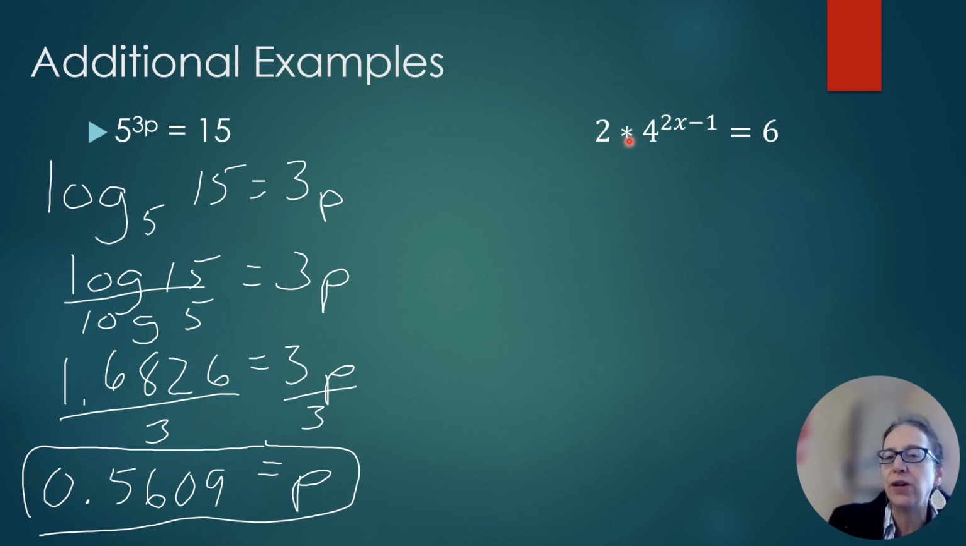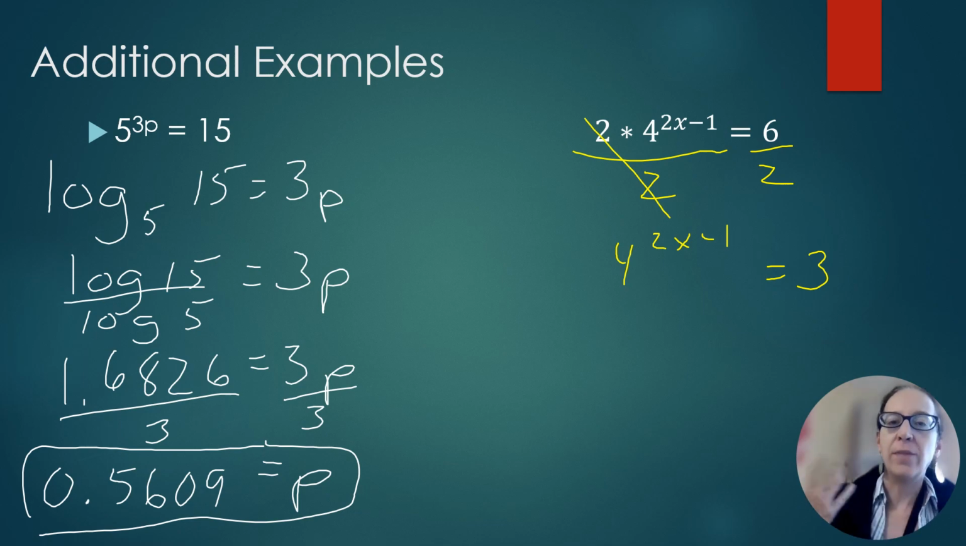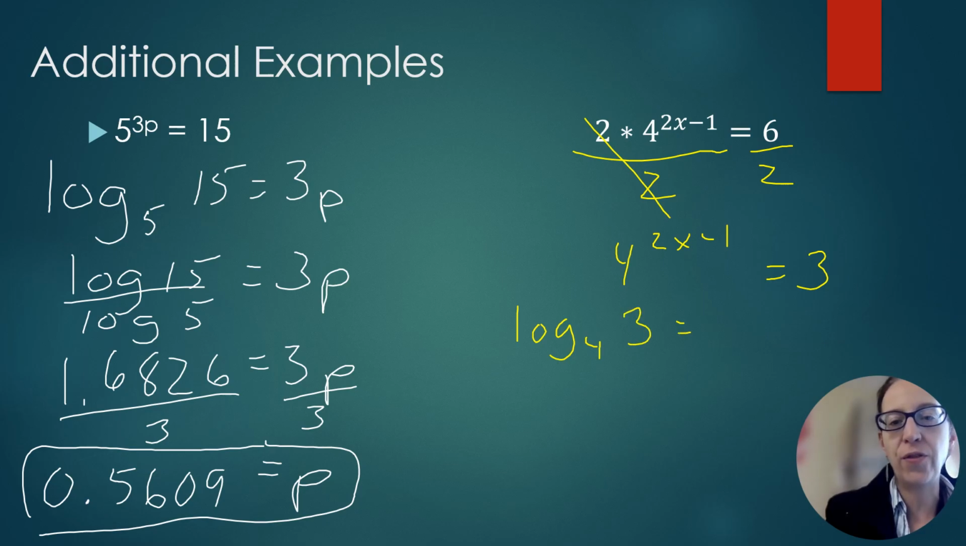But what we do want to note here is that that is multiplication, and I can deal with that too, not by multiplying it, but by dividing both sides by 2. Okay, and then 2 divided by 2 is 1. And then we end up with 4 to the 2x minus 1 is equal to 3. Okay, step 2, change it over to a log. So this would be log base 4 of 3 is equal to 2x minus 1.